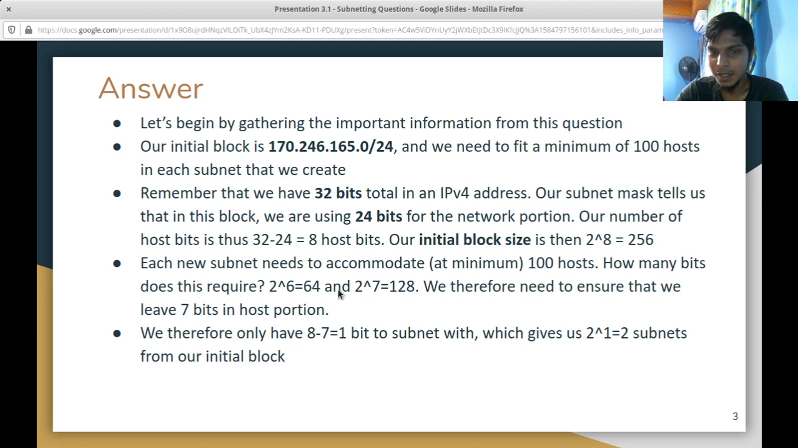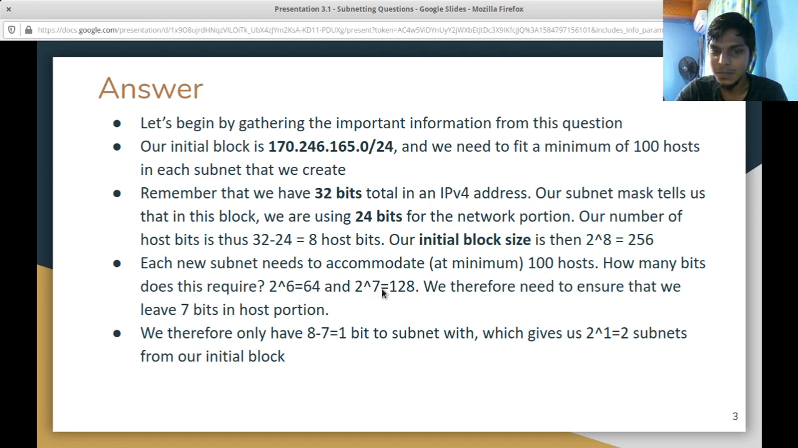So we see the 100 here. We know 100 is going to be between 64 here and 128 here, so we know we're in the correct range. If we take 6 bits, we will only get at most 64 hosts. Remember, we have to subtract 2 from this to get the number of actual usable hosts, as we mentioned in the last class. So we would actually only get 62 usable hosts here. We need at minimum 100 hosts, so we can't do 6 bits.